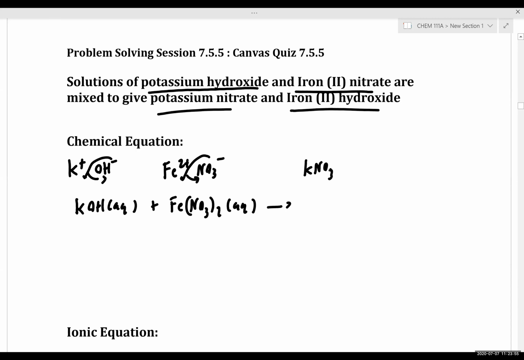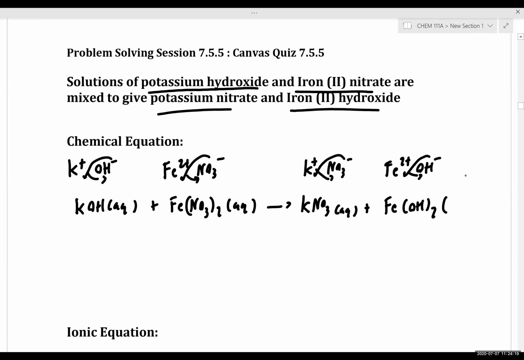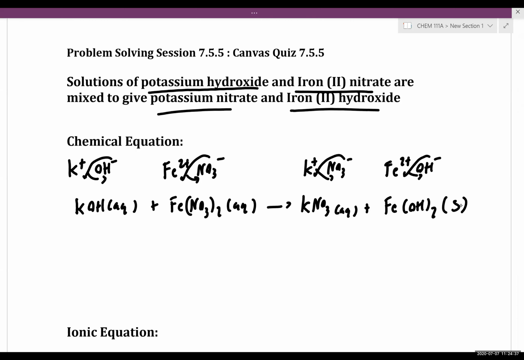Potassium nitrate is KNO3. So K plus, NO3 minus, we cross our charges, that gives us KNO3. And then iron 2 hydroxide, we have Fe2 plus, OH minus. We cross our charges, that gives us Fe(OH)2. And iron 2 hydroxide, our hydroxide salts are generally soluble or insoluble? Insoluble, so they get a solid symbol.